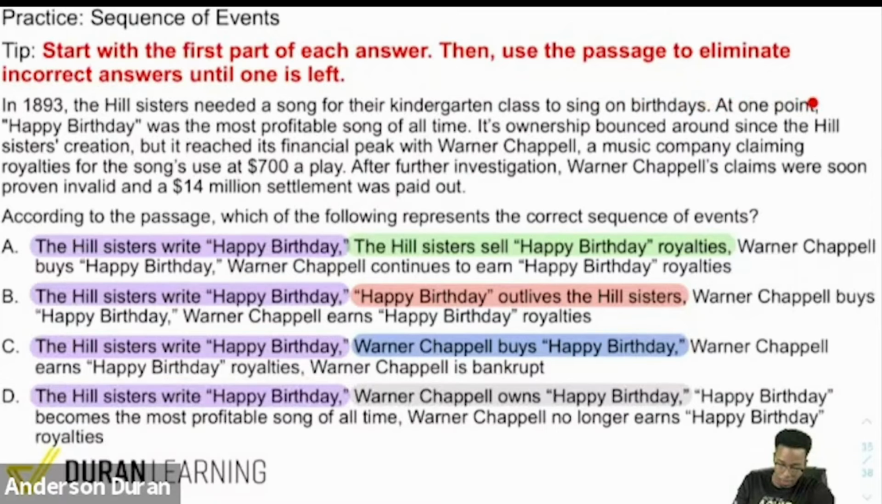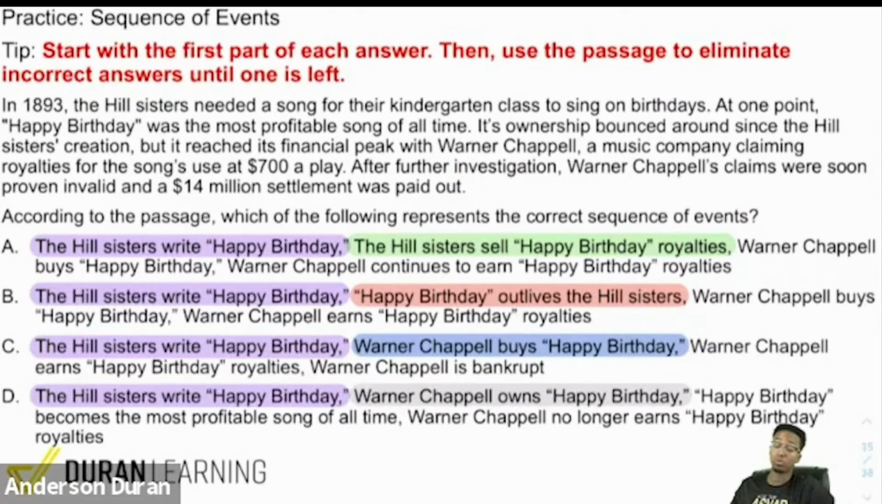At one point, Happy Birthday was the most profitable song of all time. Its ownership bounced around since the Hill Sisters' creation, but it reached its financial peak with Warner Chappell, a music company claiming royalties for the song's use at $700 a play. After further investigation, Warner Chappell's claims were soon proven invalid, and a $14 million settlement was paid out.